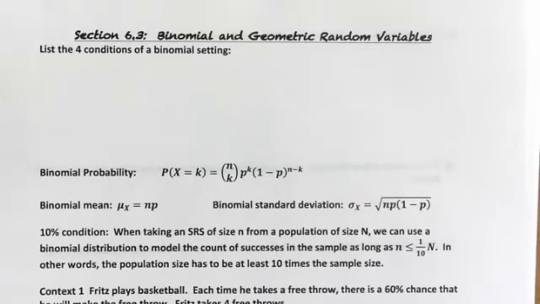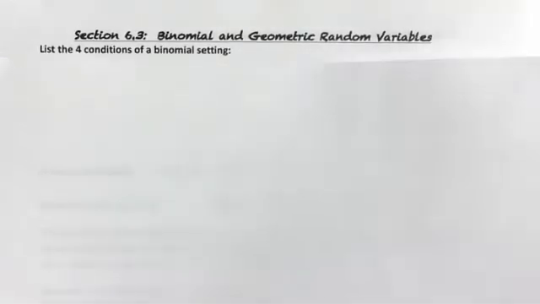Hello, we will now talk about Chapter 6, Section 3, which deals with binomial and geometric random variables. And so, first of all, let's talk about what is a binomial random variable in a binomial situation.